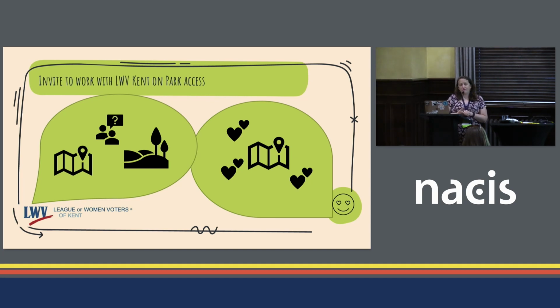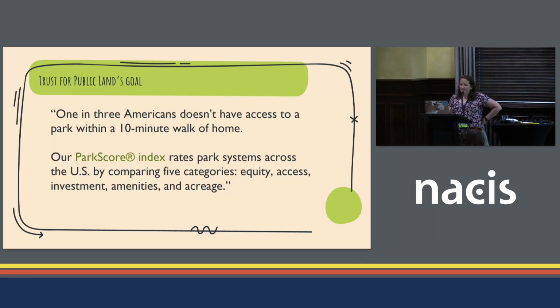They're interested in having me use the Trust for Public Land's mapping tool that will rate your park equity. But of course I was like, oh, but let me make the map, it'll be great. So just to give you a sense of what the Trust for Public Land says about park equity, they're interested in walking distance, and they want there to be a park within a 10-minute walk of everybody's home in America. They have a ParkScore registered trademark index that rates park systems based on things like equity and access and amenities.